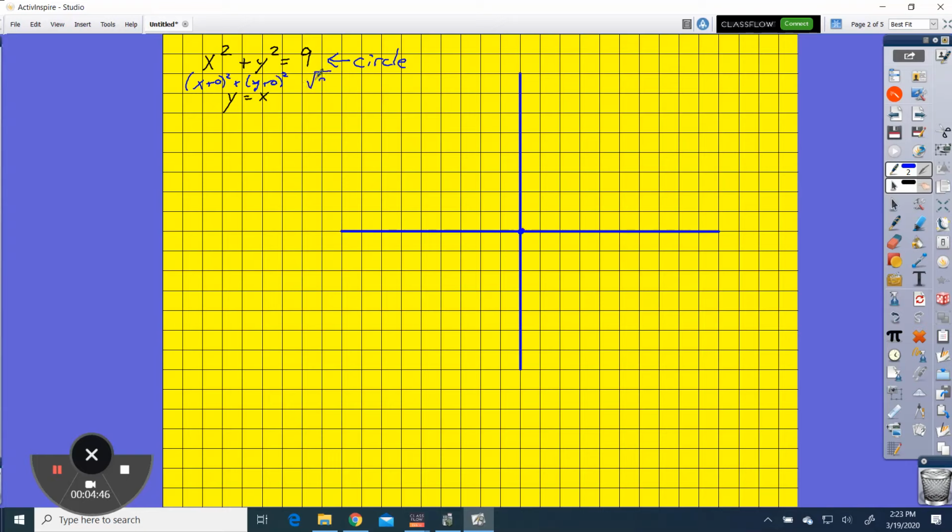The radius is the square root of 9, which is 3. So I go up 3, right 3, down 3, left 3. Okay. I connect those dots.